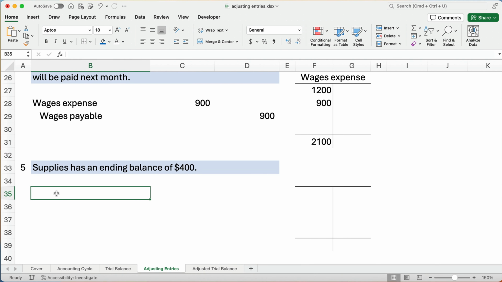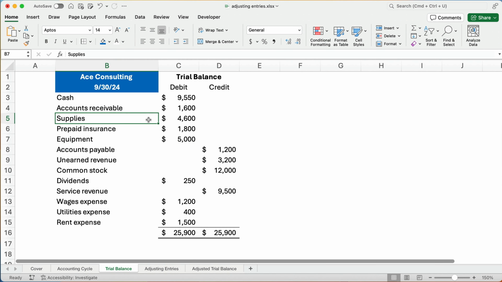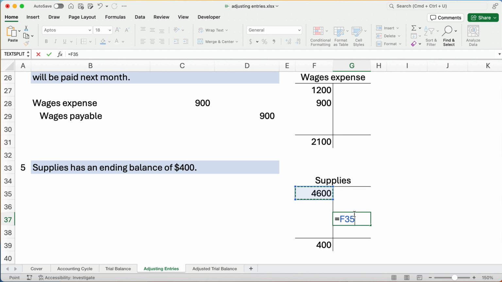And you kind of think, well, hey, good for you. Well, what does that mean? Well, if we go back and look at supplies, it has a balance of $4,600. Supplies is $4,600. All right, and we're saying we counted it and we have 400 left. So what's happened? Well, we've used up some amount, and we can easily figure out how much it is if we take the 4,600 minus the 400. Then we say we must have used up 4,200.